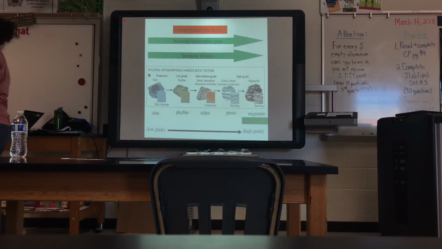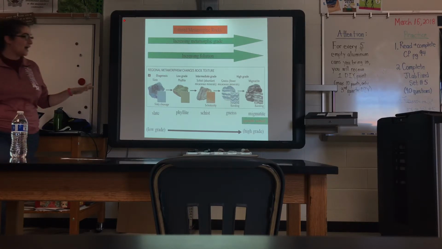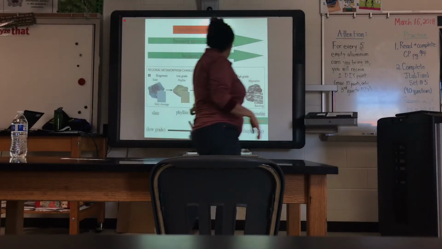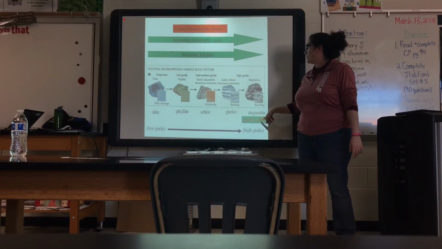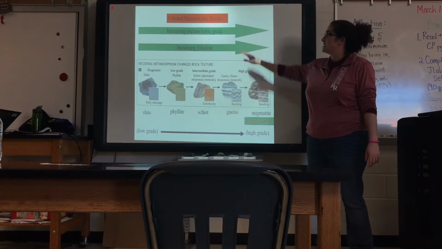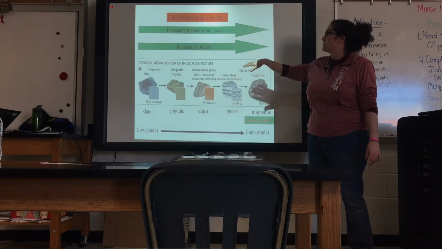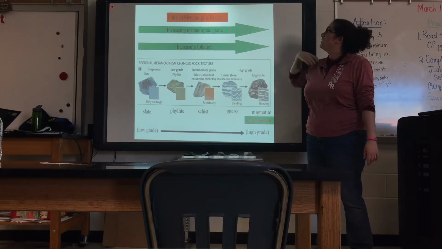So here's a different way of looking at the same chart. You can look at the transition of slate as it goes all the way over to a partially melted stuff, because it has increasing foliation, increasing temperature, or metamorphic grade as it goes.